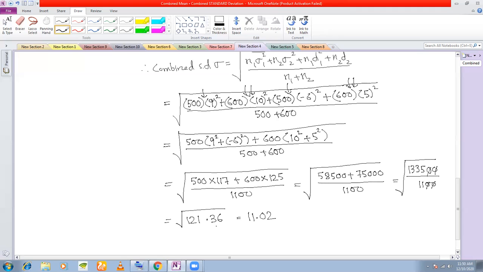That's it. That is how you find out the combined mean and the combined standard deviation. Any questions? If not, then I can move on to median.